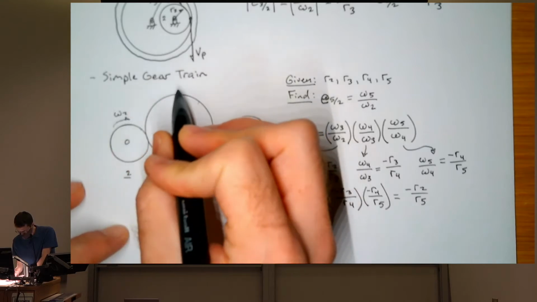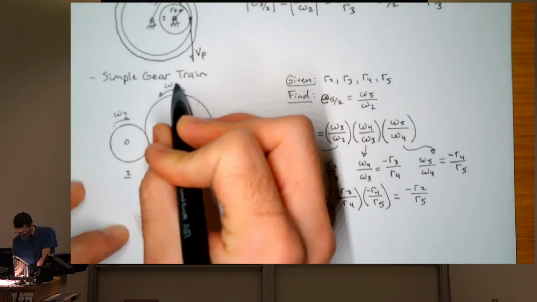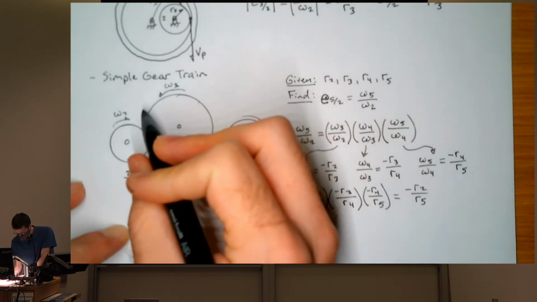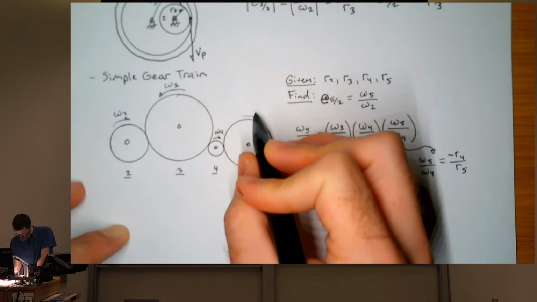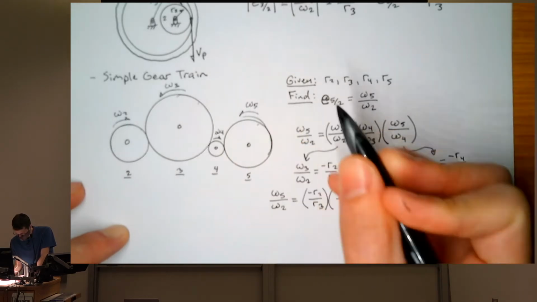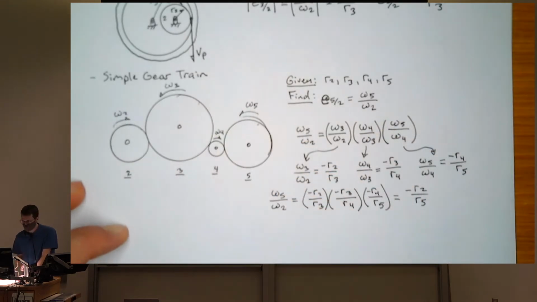So we can draw this in to keep track of our omegas. Here's our omega 2, omega 3 in the opposite direction. Omega 3 is this way, so omega 4 is that way. Omega 5 is this way. So we can see omega 2 and omega 5, opposite directions.